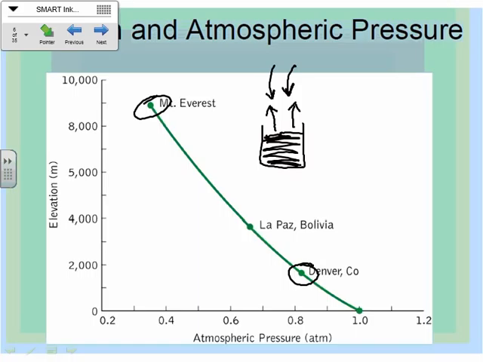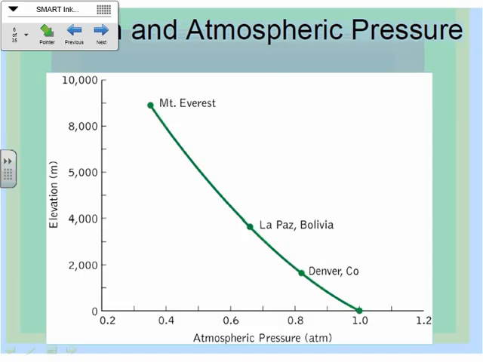And so water on Mount Everest might boil at, I really don't know exactly, but maybe 60 degrees Celsius instead of 100. If you can only get your water up to 60 degrees, you're going to have to cook your pasta a lot longer in order to get it to cook. And so that's why for high altitudes they have different cooking directions, and they usually tell you to cook it a little bit longer.